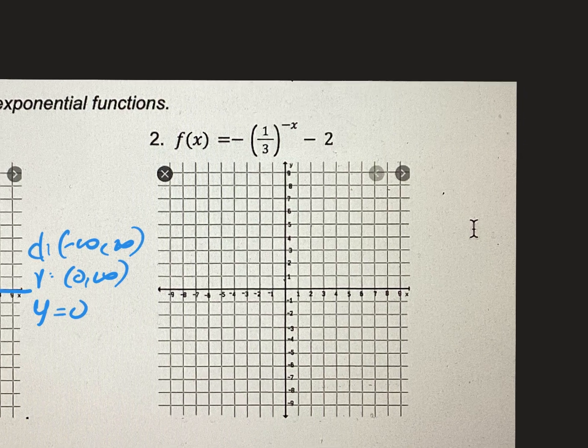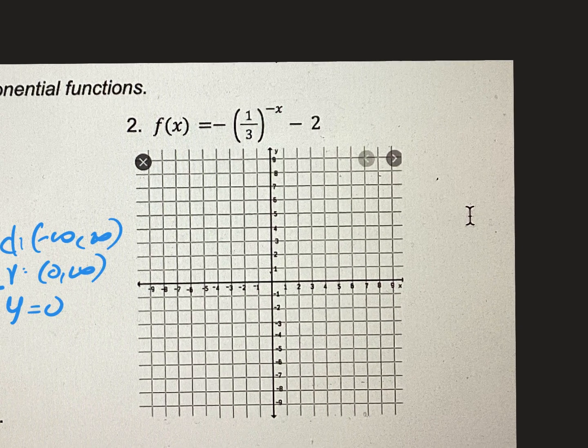Number 2. This time it's exponential decay. A couple things going on here. First of all, there's a minus 2, which is a downshift 2, which means the asymptote is down at negative 2 instead of at 0. The negative in the front is going to reflect it across that asymptote, so it's going to be going down. There's no shift left or right, but there's a negative x in the exponent, which reflects it across the y-axis. So there's all kinds of stuff going on here.